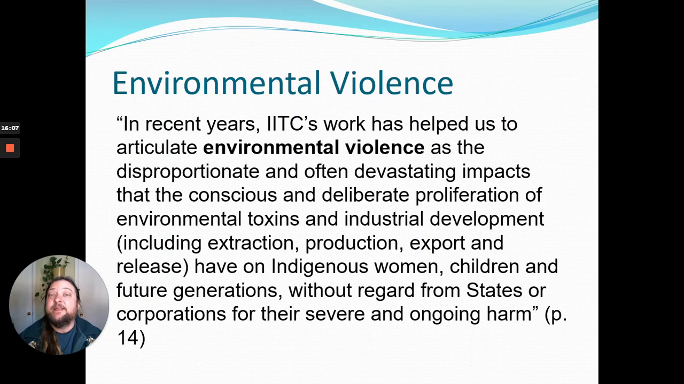It doesn't mean that this has no impacts on Indigenous men or anybody else, right? Non-Indigenous people, Black people and people of color, right? It has impacts on everybody, right?